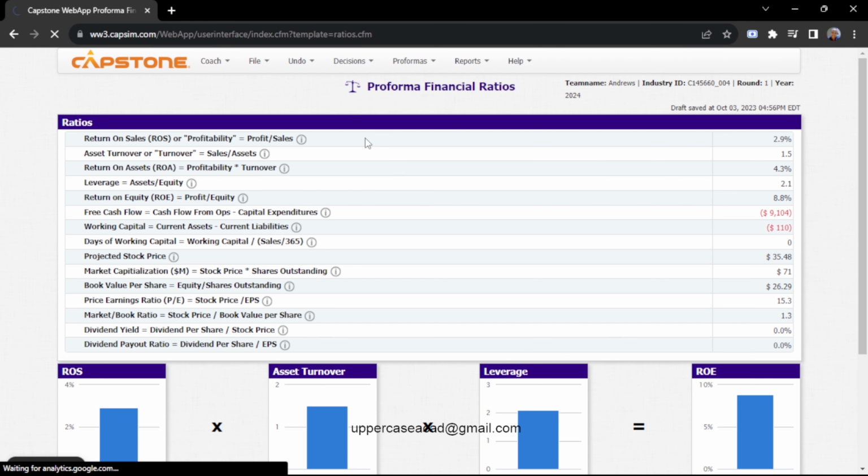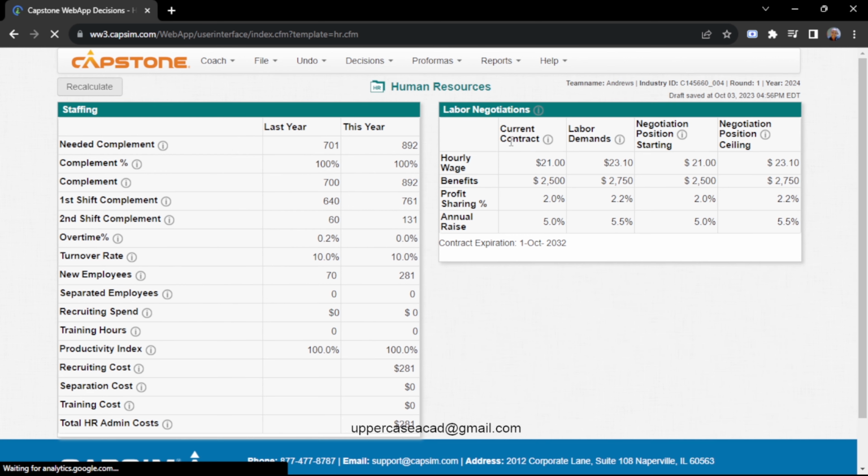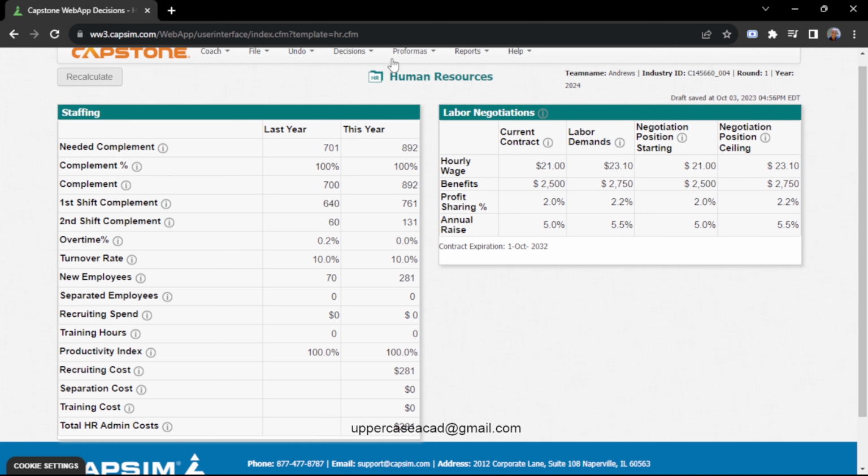In this round, you are not going to make any decisions in the human resource, because the human resource has not opened. So let's go to finance.